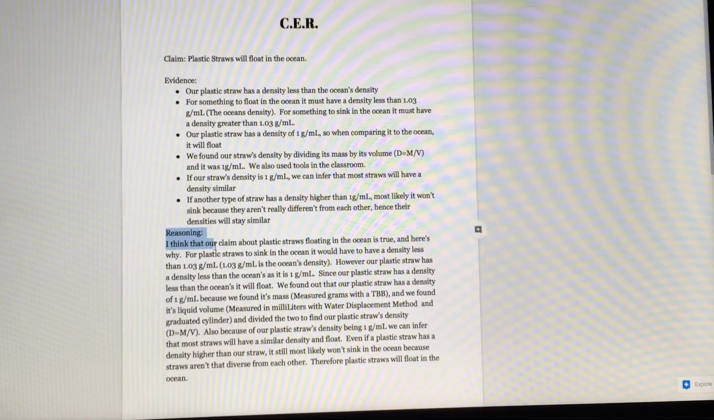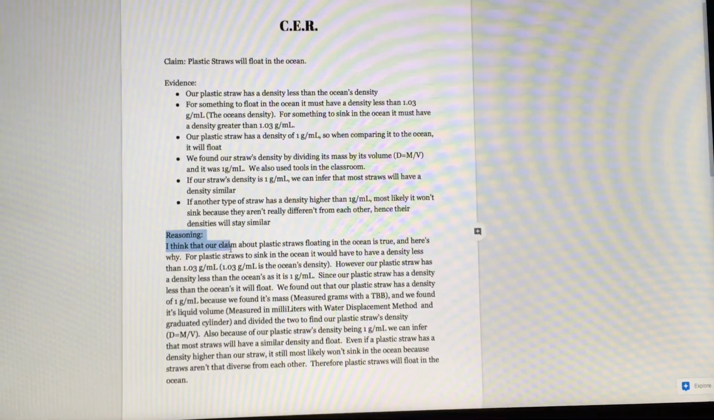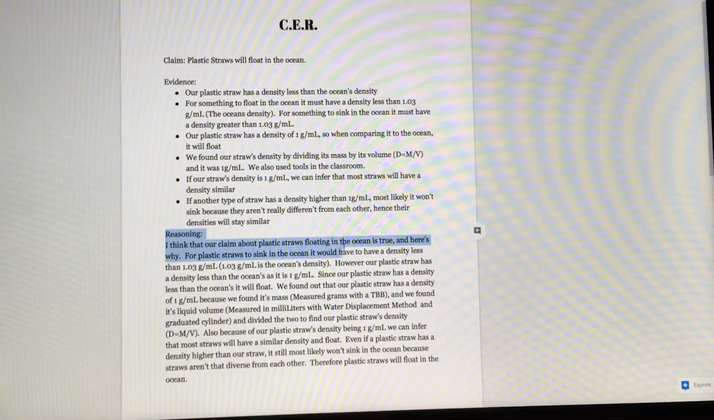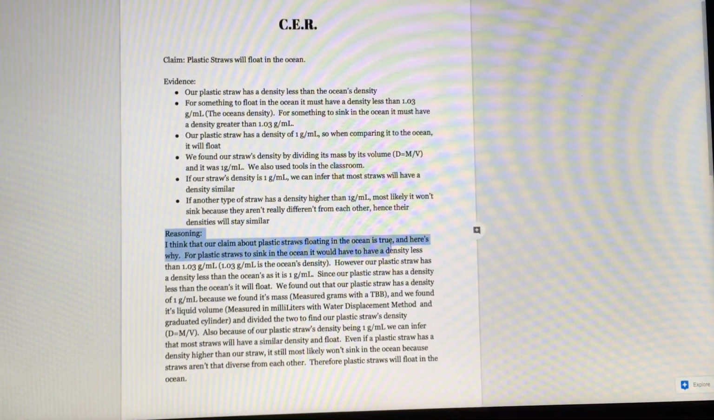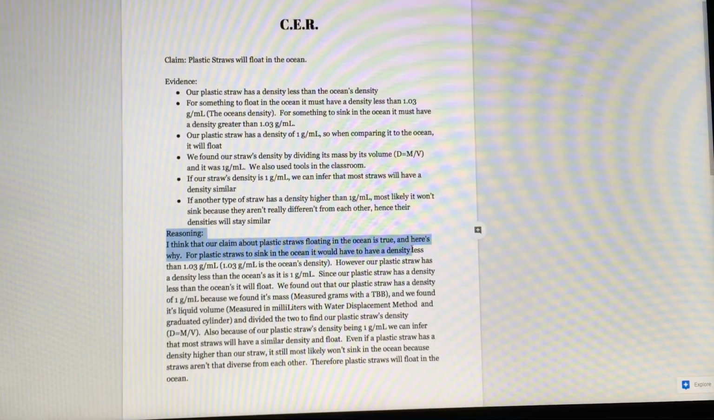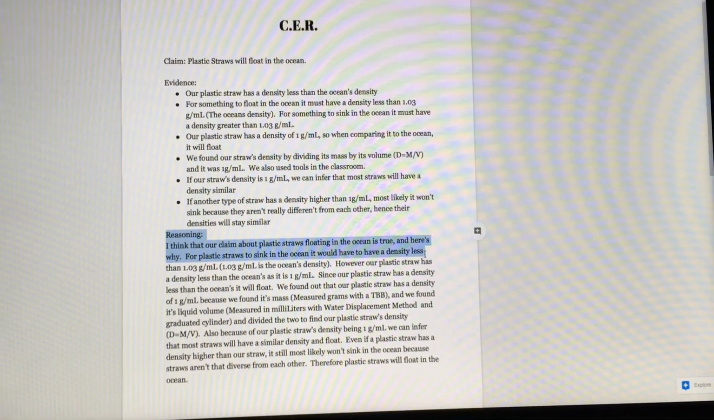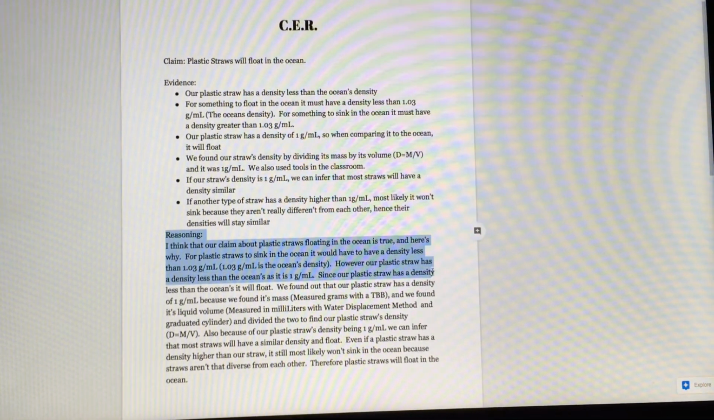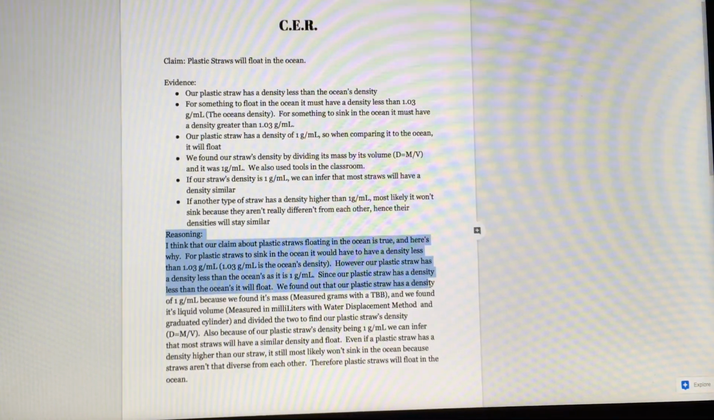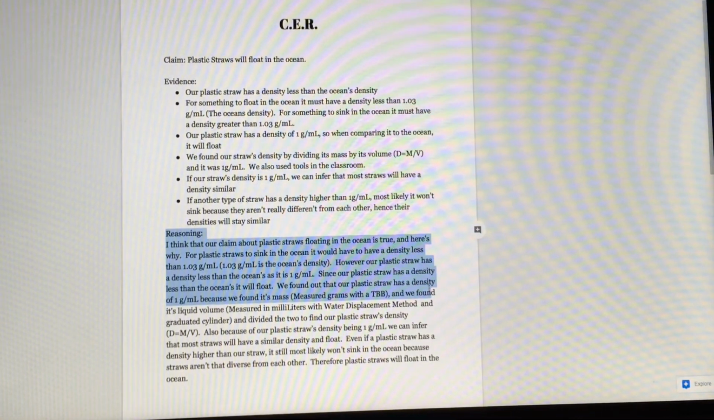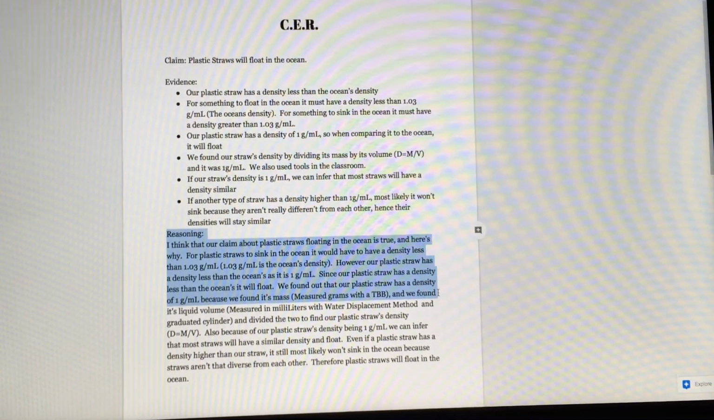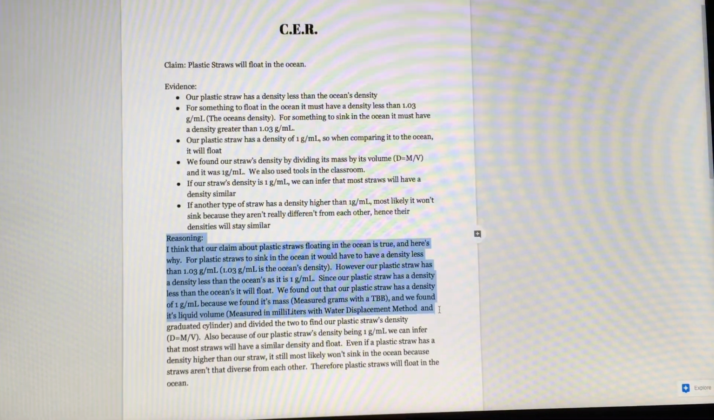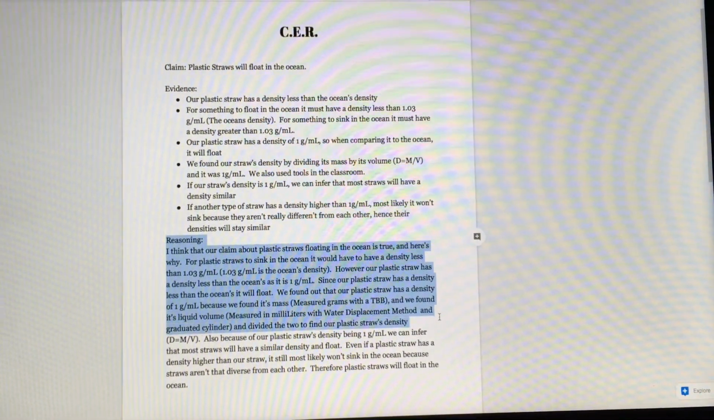I think that our claim about plastic straws floating in the ocean is true, and here's why. For plastic straws to sink in the ocean, they would have to have a density greater than 1.300 grams per milliliter. However, our plastic straw has a density less than the ocean's, as it is 1 gram per milliliter. Since our plastic straw has a density less than the ocean's, it will float. We found out that our plastic straw has a density of 1 gram per milliliter because we found its mass, and we found its liquid volume, and we divided the two to find our plastic straw's density.